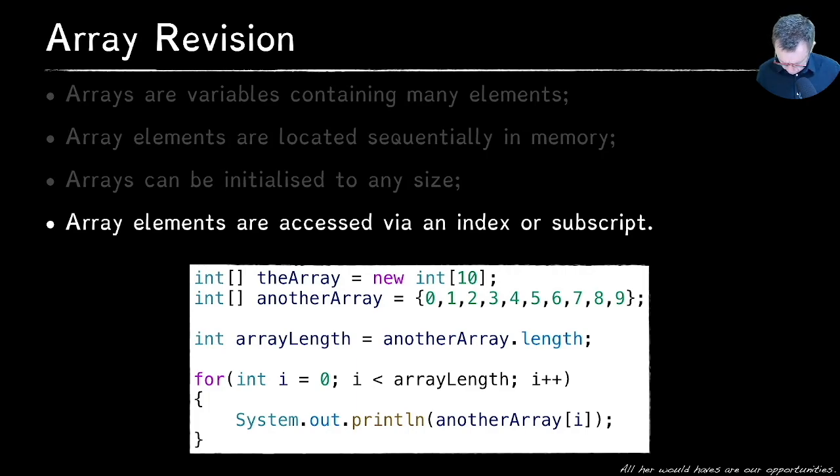Some code. We've got int array, a new array of size 10. Int another array is assigned, and we've got the numbers in it. Two arrays, both have been declared. This one has also been initialized with values. And I say int array length is assigned another array dot length. And now all I'm doing is looping through another array and printing things out.